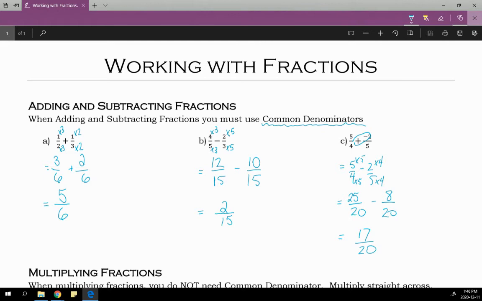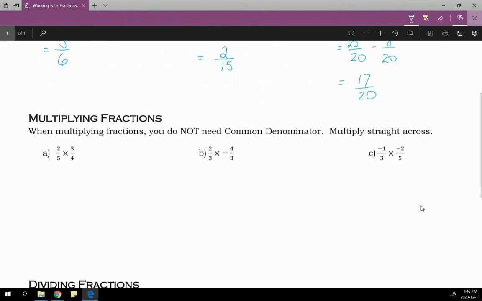And if you need a reminder about how to do lowest terms, you can look at my previous video of fraction basics. Okay, let's go on to multiplying.